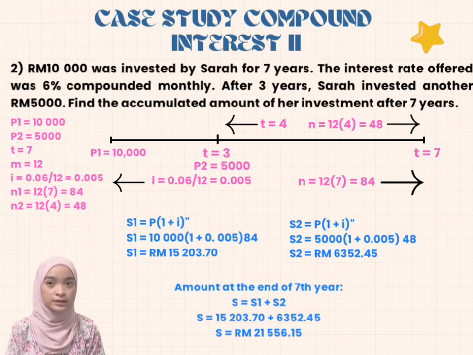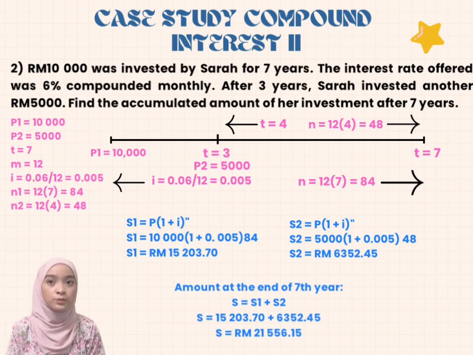The monthly interest rate is 6% divided by 12, which equal to 0.005. The total number of months for the first investment is 12 times 7, which equals to 84 months. The total number of months for the second investment is 12 times 4, which equals 48 months.